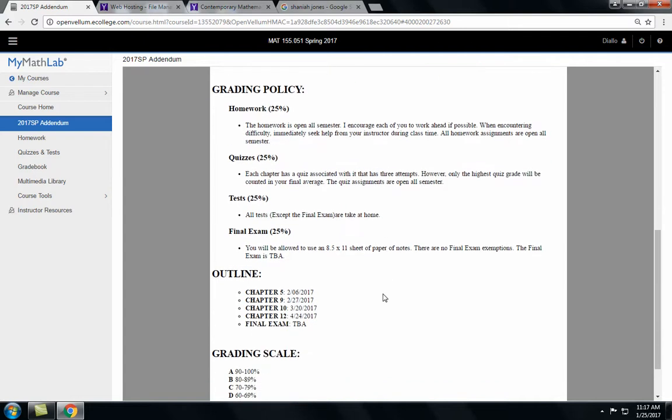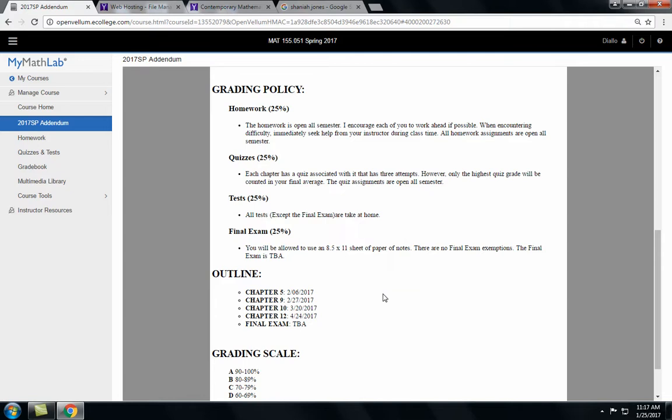Next, we have the grading policy. The grading policy consists of 4 categories, which are homework, quizzes, tests, and the final exam. Each are weighted at 25%. The homework is open all semester long. I encourage you to work ahead if possible, but whenever you start to have trouble, you should immediately seek help from myself as your instructor or the Academic Success Center.